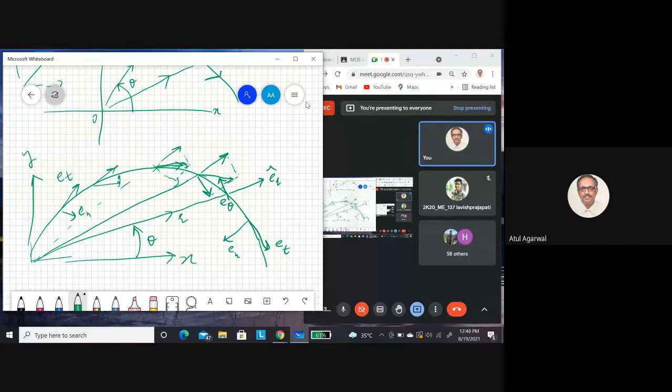So I have shown you three different coordinate systems here. One, the cylindrical coordinate system; another, the XY rectangular Cartesian coordinate system; third, the path coordinate system. Any questions?